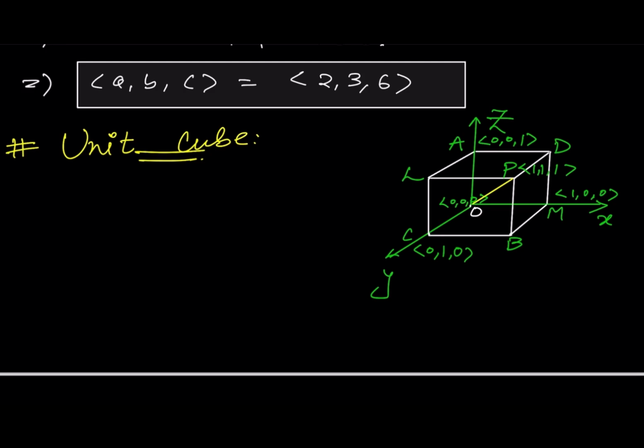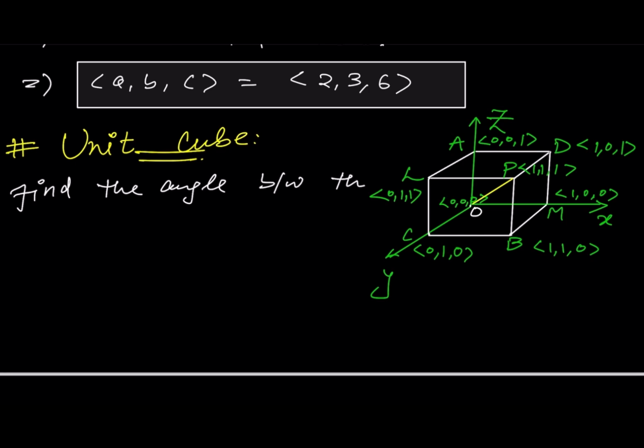Coordinates of B are 1, 1, 0. Coordinates of D are 1, 0, 1. Coordinates of L will be 0, 1, 1. Okay, now we have to find the angle between the body diagonals, or simply diagonals.